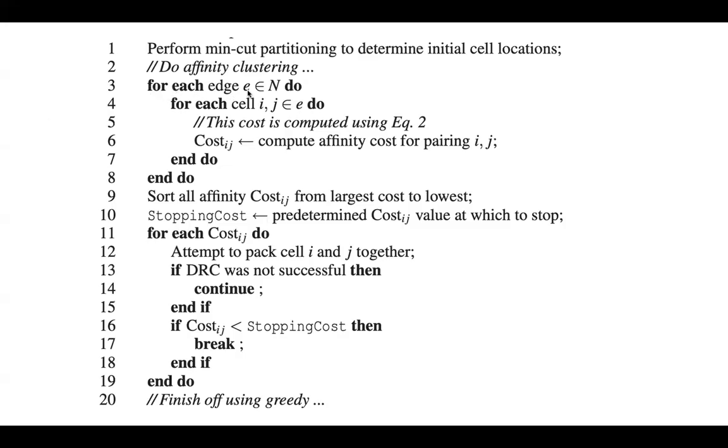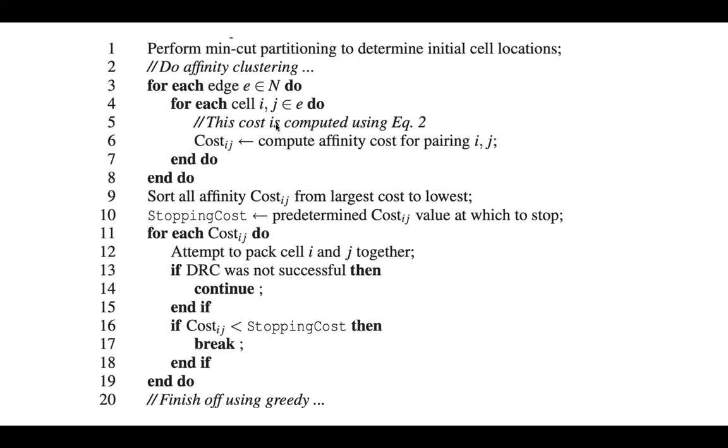For each edge in the netlist, then go for each cell in that net, right? So you have this is an atom basically. So for each atom in a net, go and compute the cost for basically pairing these two atoms together. What that means is essentially they go through the entire netlist and then compute how much do these two atoms want to be together?